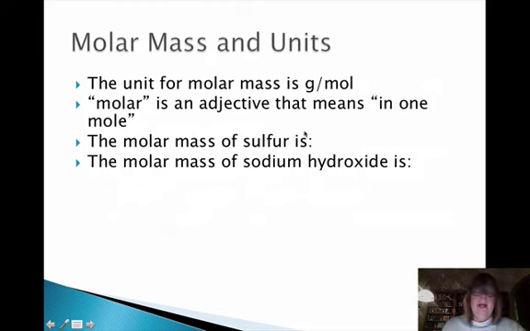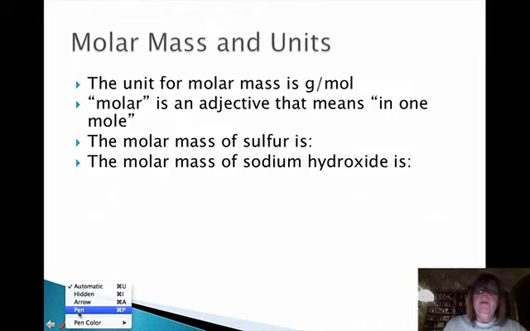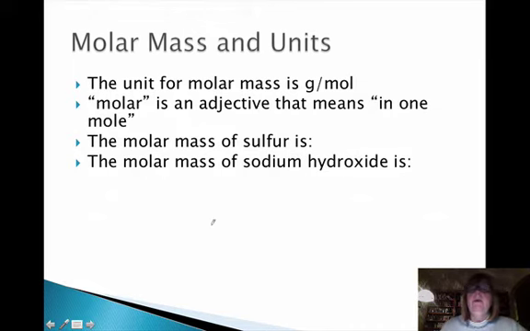And so the molar mass of sulfur would be, look at your periodic table, and that number right under the symbol is 32.07. And so the molar mass of sulfur is 32.07 grams per mole.